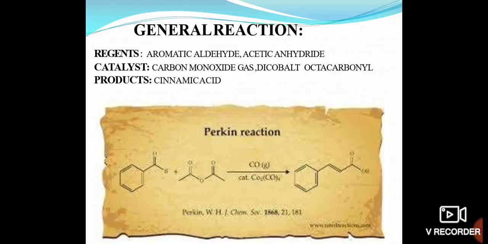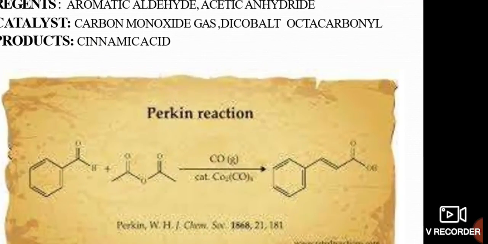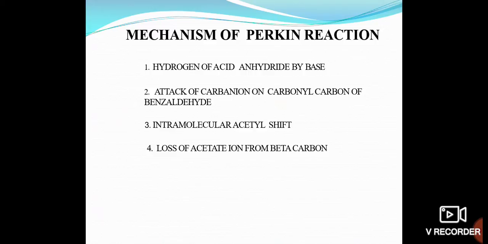General reaction. Here the reagents are aromatic aldehyde and acetic anhydride. The catalyst is carbon monoxide gas with dicobalt octacarbonyl, and the product is cinnamic acid. In this reaction, we take aromatic aldehyde and acetic anhydride in the presence of carbon monoxide and dicobalt octacarbonyl to form cinnamic acid. This is the Perkin reaction.